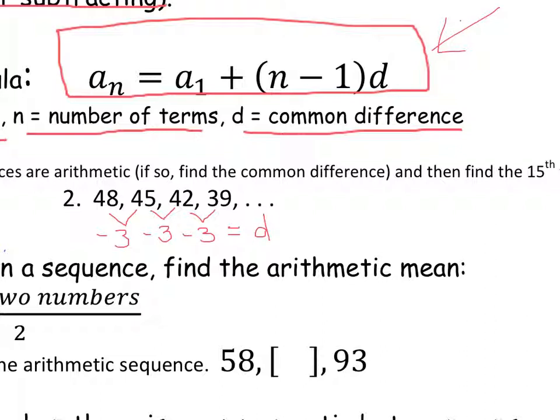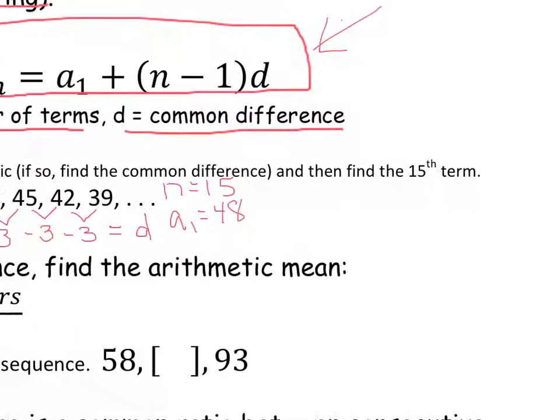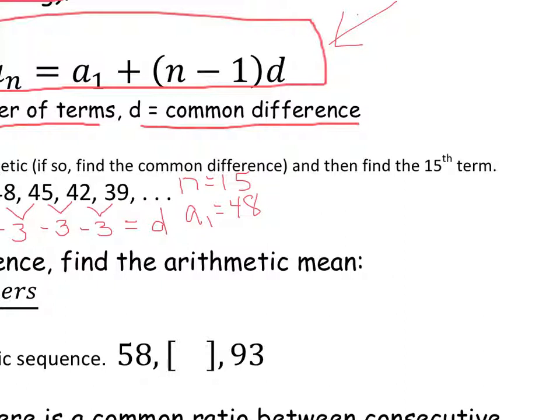So we're going to take this formula here and find the 15th term. In this case, n is going to be equal to 15. We already know that the common difference d is negative 3, and the first term of this sequence is 48. So using this formula to find the 15th term, a sub 15 is equal to the first term, which we said was 48, plus n minus 1, which is 15 minus 1, times the common difference, which is negative 3.